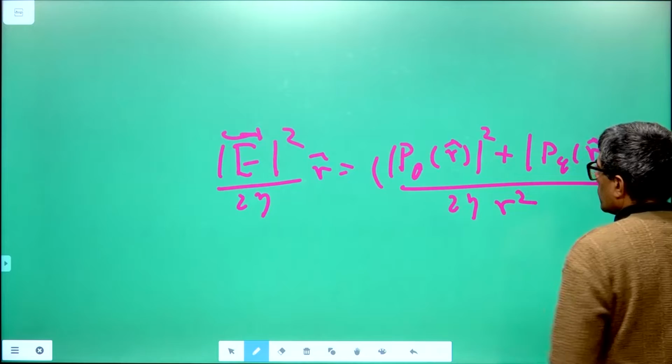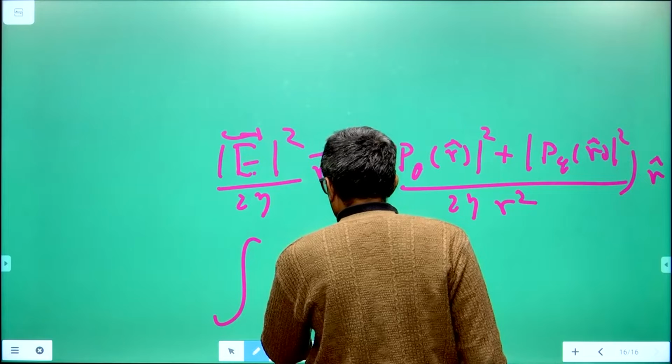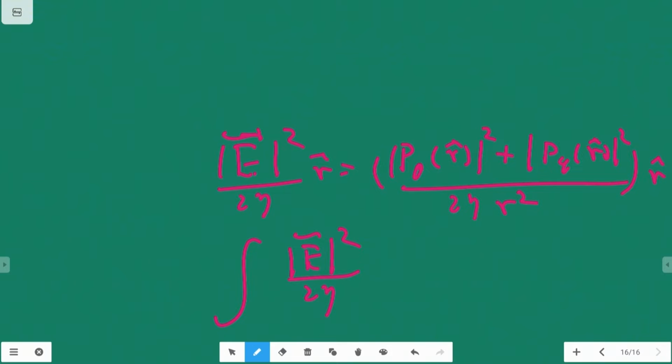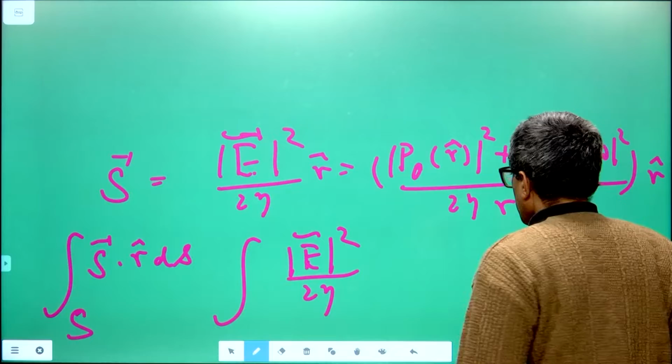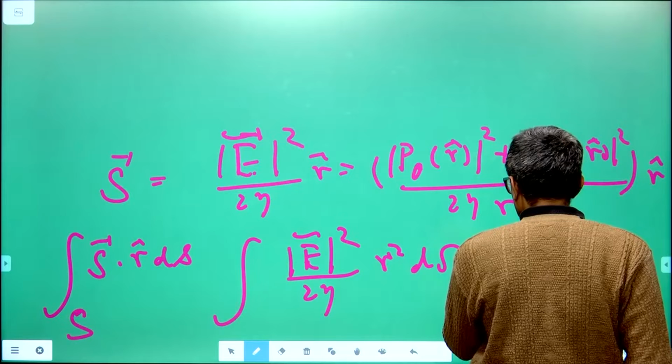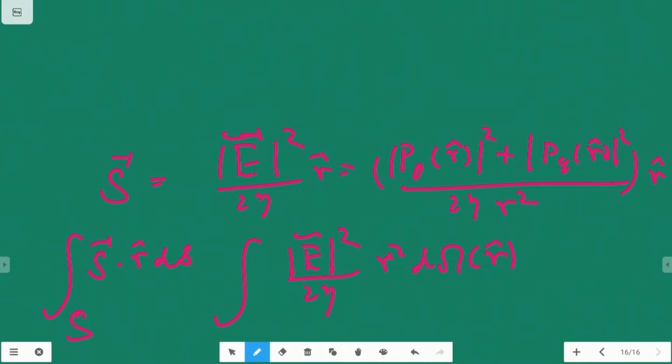So, if you want to calculate the total power radiated, what will you do? You will do mod E tilde square by 2 eta multiplied by, you take the dot product with R cap, this is the Poynting vector, right. So, the total power radiated is what? It is S dot R cap dS over a surface, where the surface is a sphere of infinite radius, that is as R goes to infinity. So, you are using R square into d omega, where d omega is a solid angle along the direction R cap. This R square and this R square will cancel out. As R goes to infinity, it will give you a non-zero contribution.